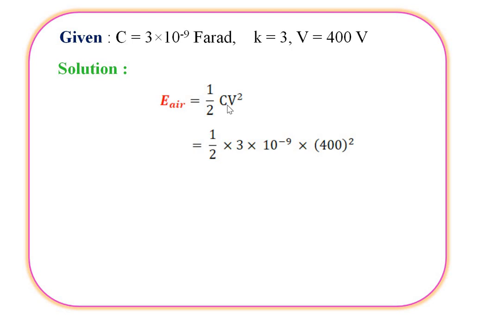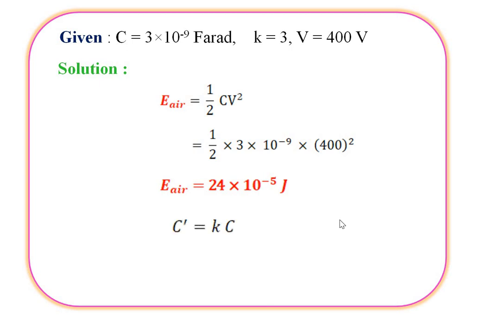1/2 C, that means capacitance value 3 into 10 raised to minus 9, and voltage, that means 400 volt bracket square. Solving this, we get the energy value, E of air, equals 24 into 10 raised to minus 5 joule.